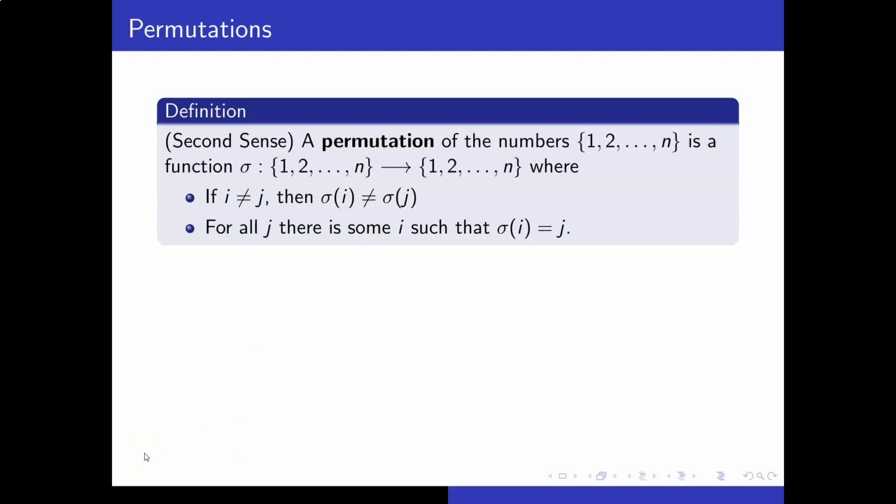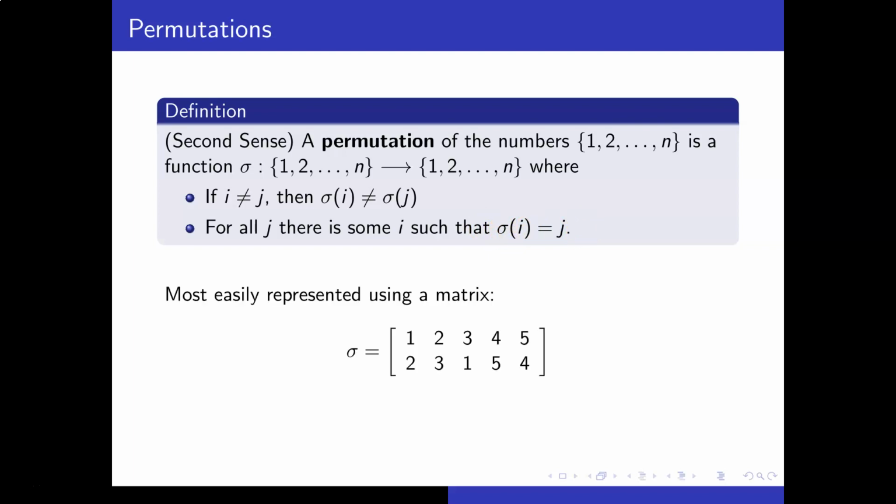Now, there is a more mathematical way of representing a permutation. What we say mathematically is that a permutation of the numbers 1 through n is a function that maps the numbers 1 through n to 1 through n, where if i is different from j, then the function, we usually denote them by Greek letters, in this case we'll use sigma, if i is different from j, then sigma of i is different from sigma of j. And for all j, there is some i such that sigma of i is equal to j. What does that mean?